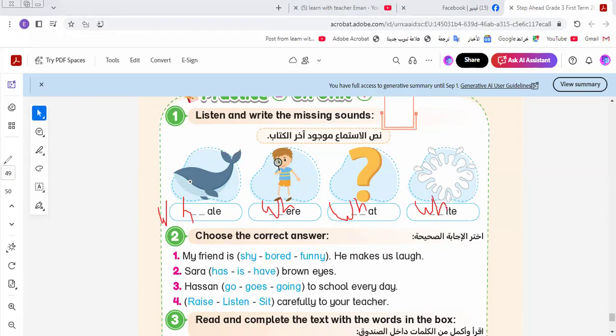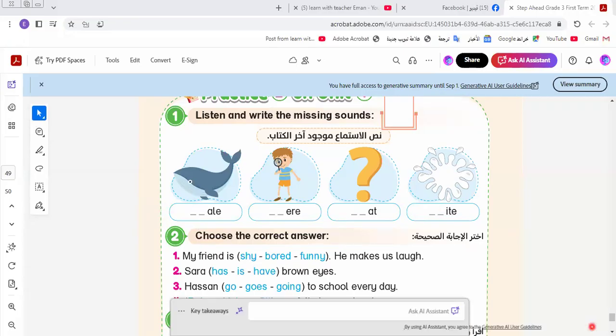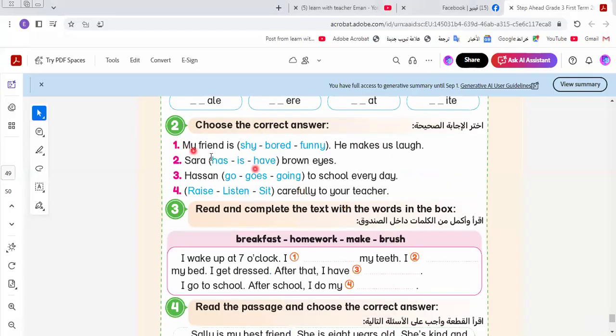Let's go to another item. Here is the "m" sound, but I think we learned it during the lesson. It's easy to answer without thinking. My friend is blank, he makes me laugh. So as we know during the lesson, the friend who makes me laugh, can this person be shy? No. Bored? No. It will be funny.